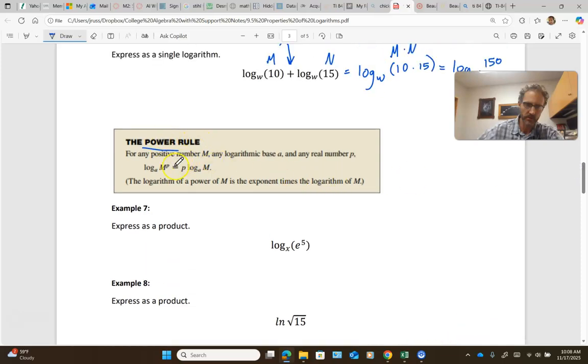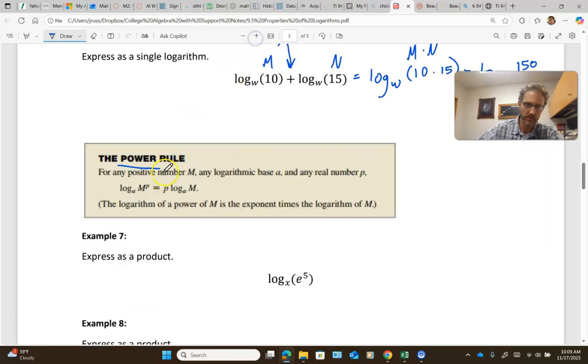So the power rule with logarithms says that if you have a logarithm of an exponential expression, or in other words, an expression that already has a power, so in this case p right here, then you end up multiplying the logarithm by that power, p. So it becomes p times log base a of m.